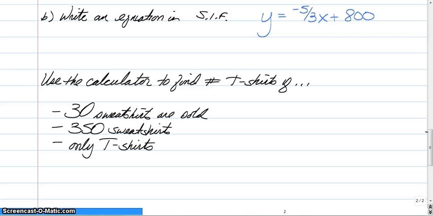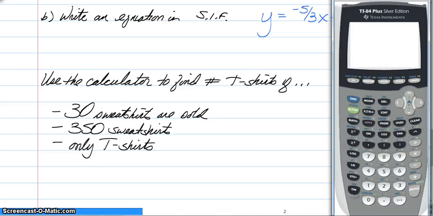Now I know you could probably just take your information that's given, your 30 sweatshirts, and plug it in, or multiply it by a negative 5/3, add 800, and you'll get it. But I'm going to show you a little calculator trick. Okay, so let me get that calculator up for you in just a second.